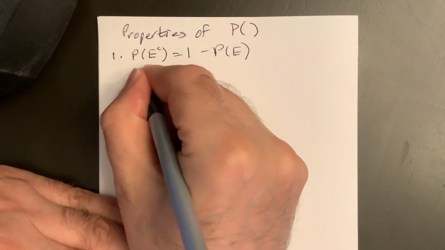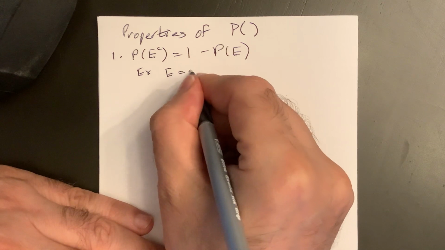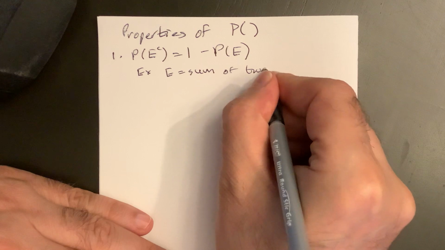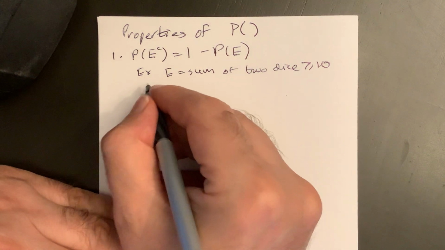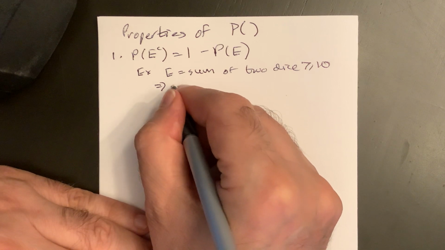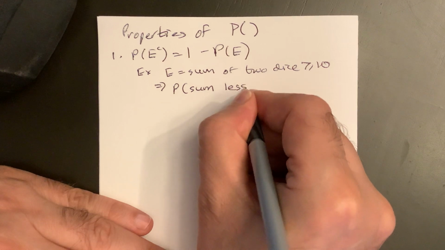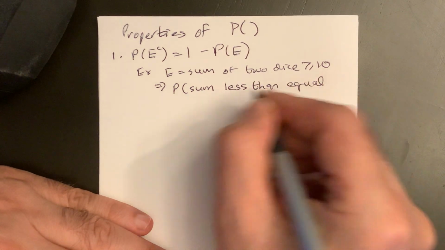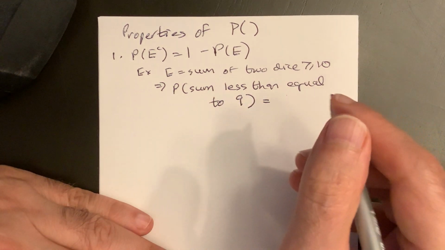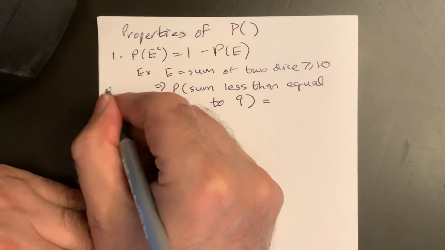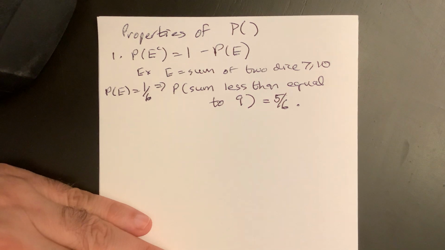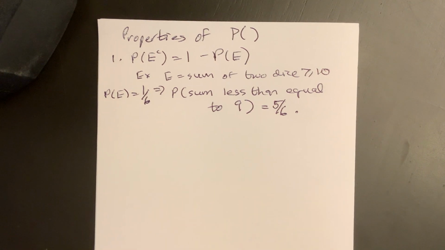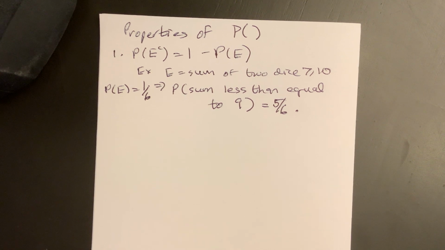So for example, I could do a little example of this. If E is the event that the sum of two dice is greater than or equal to 10, we found that was equal to 6 over 36, or 1/6. So that implies the probability the sum is less than or equal to 9 is equal to 1 minus P of E, and since P of E was 1/6, this is equal to 5/6. Okay, so often if you know one already, or one's easier to find, you can find the probability of the complement by just subtracting from 1.